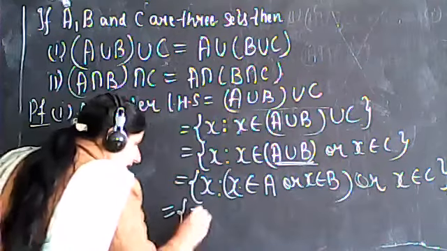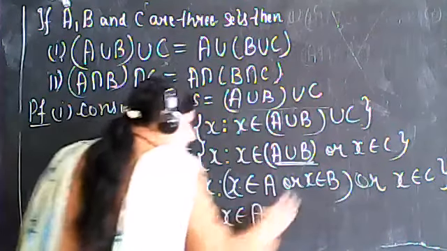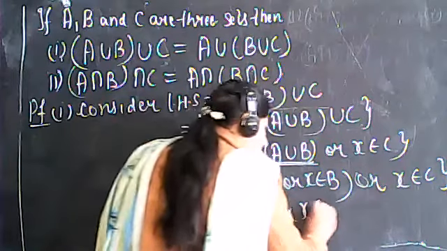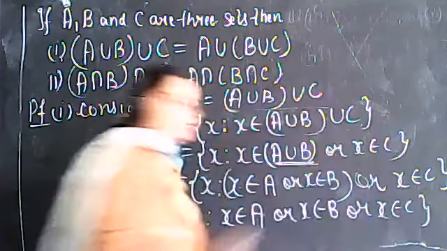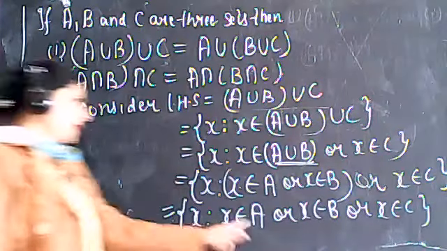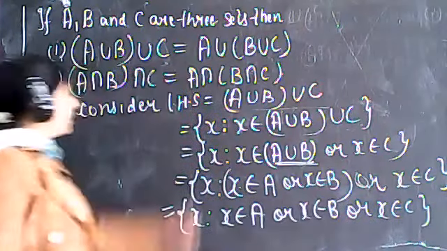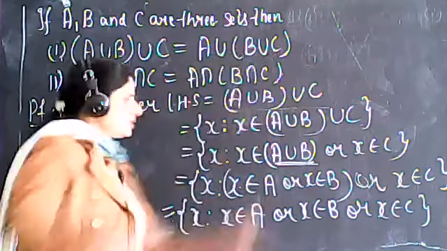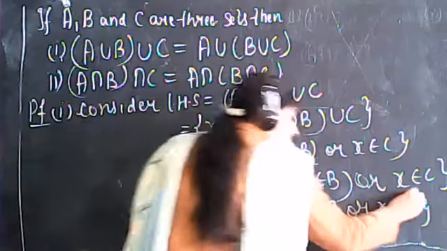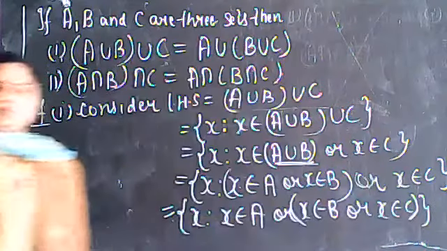Now, X such that X belongs to A, or X belongs to B, or X belongs to C. These are the three sets, that is A, B, and C. Now in the answer, we want A union B union C. So just change the order of these two elements.